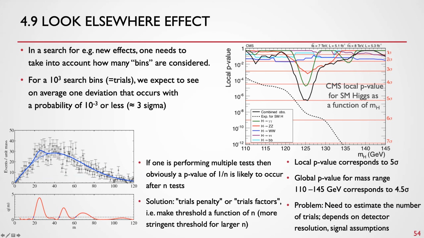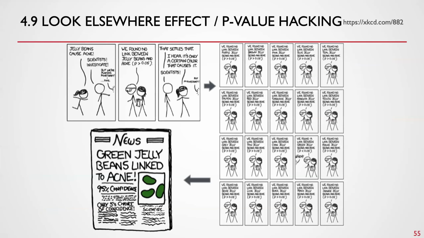If your detector resolution cannot discriminate 3 consecutive measurements here, then these are not significant and you haven't actually measured anything. So it's a bit of black magic to estimate the number of trials. It depends on detector resolution and signal assumptions. So that's important when we interpret the statistical significance of a measurement. We need to take into account how many times we tried.